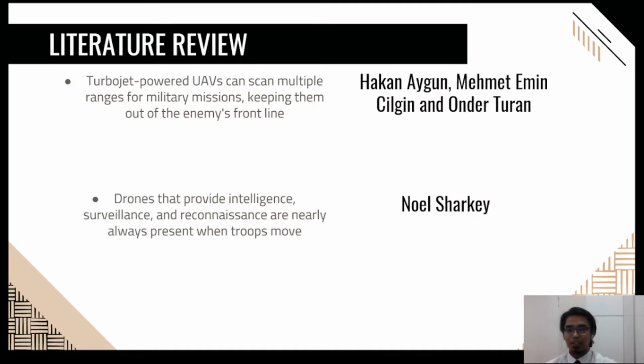This is some of the literature review that I researched through the internet and research papers, but I selected two of them. The first one is from Hakan Aygun, Mehmet Emin Silgin and Onder Turan. It says turbojet powered UAVs can scan multiple ranges for military missions, keeping them out of the enemy's front line. And the second one is from Noyo Sharki, which says drones that provide intelligence, surveillance and reconnaissance are nearly always present when troops move.